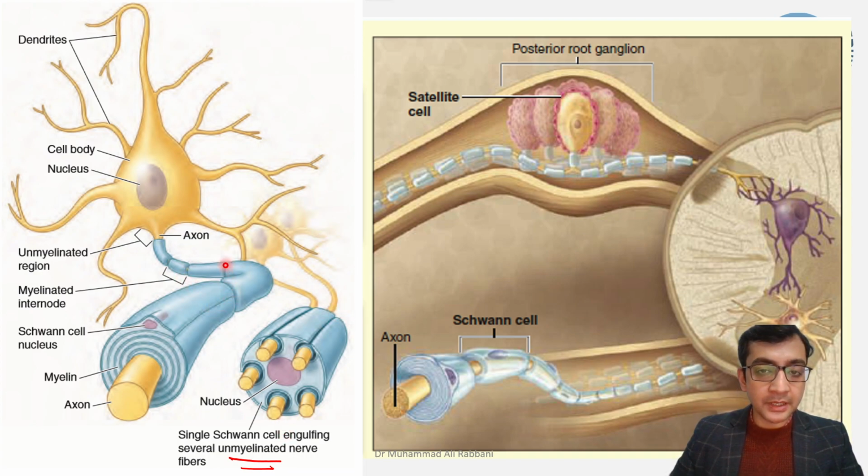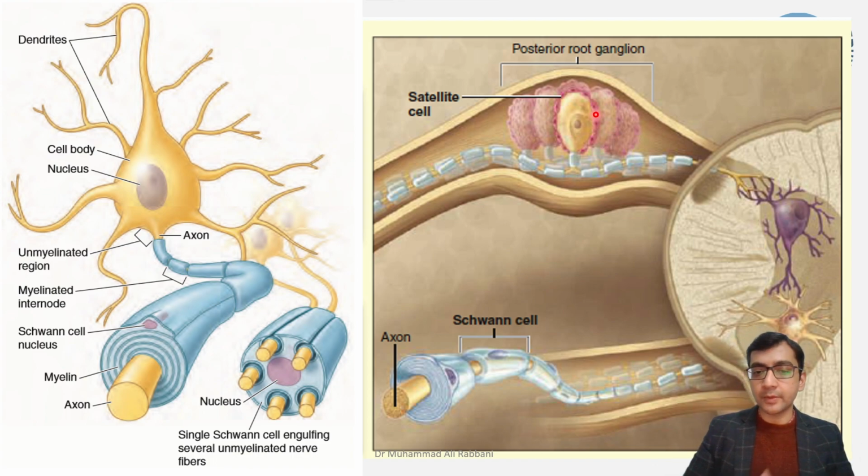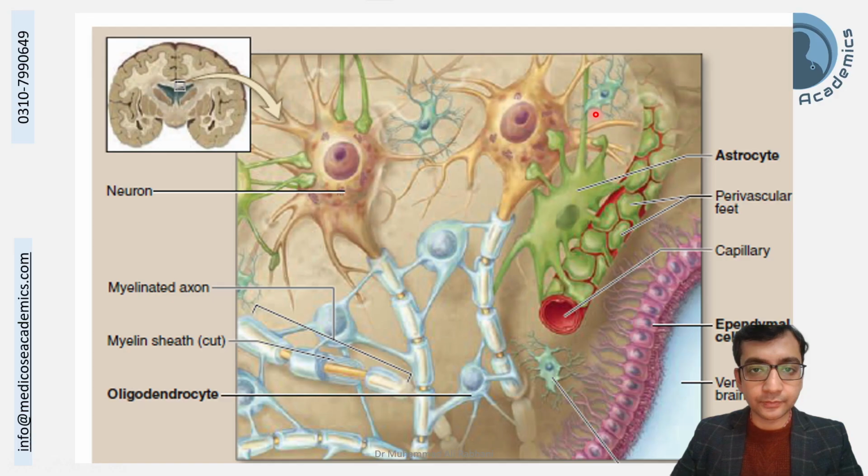The gap between two myelinated segments is called a node, and the length segment of the axon between two nodes, the area beneath one Schwann cell, is called the internodal area. Then there is a cell shown in this pink purple color. In the peripheral nervous system outside the spinal cord, the cell bodies are surrounded by these cells, called satellite cells, which maintain their microenvironment and help their survival. So these are satellite cells.